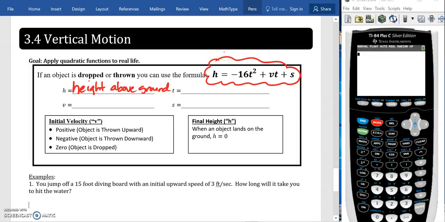And then velocity is v. And remember that velocity can be positive or negative depending on what the scenario is about. Positive meaning we throw something up, or negative meaning we throw something down. t stands for time. And s is for initial height.